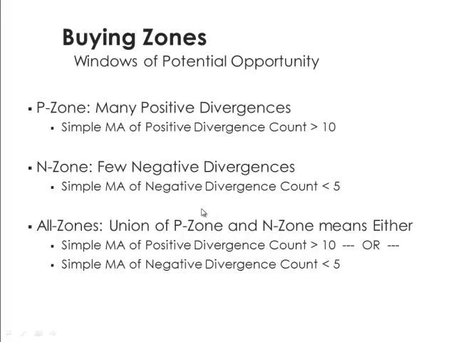So those two things I tested. The all zones is the union of the P zone and the N zone, which means you either have a lot of positive divergences or you have a lot of negative divergences. And this is probably a detail you don't need to concern yourselves with, but these are the different states that I define. And so I keep track of the divergence count, and I always keep my eye out for the P zone and the N zone, and point those out in my market status videos.